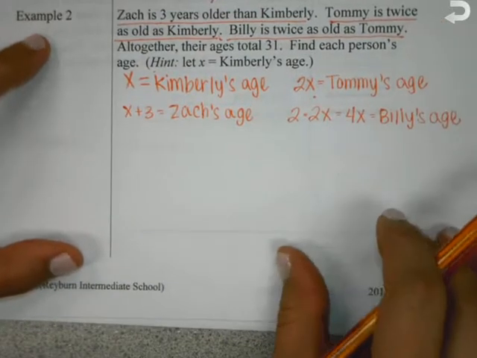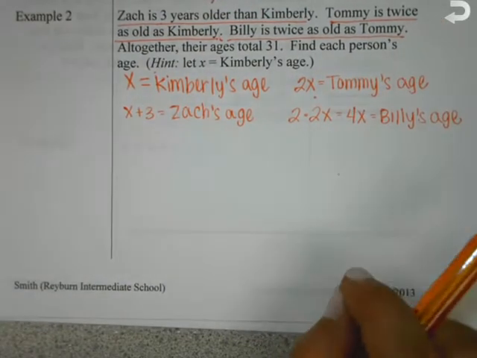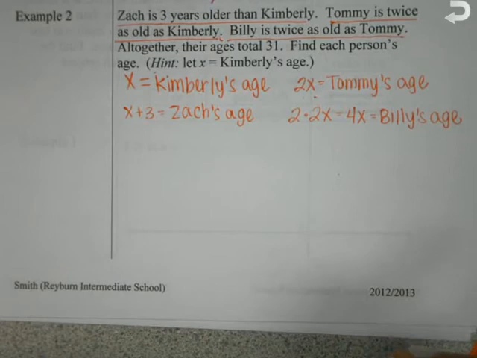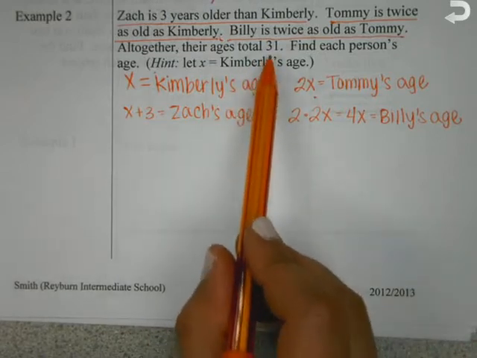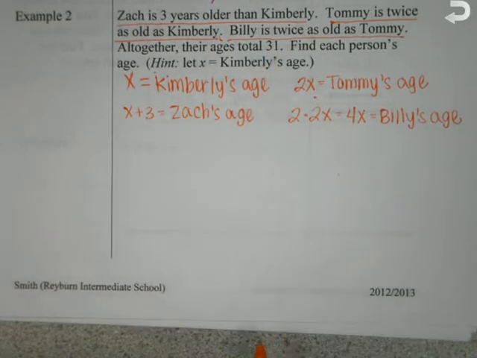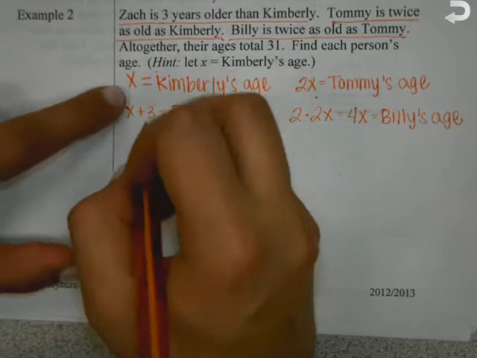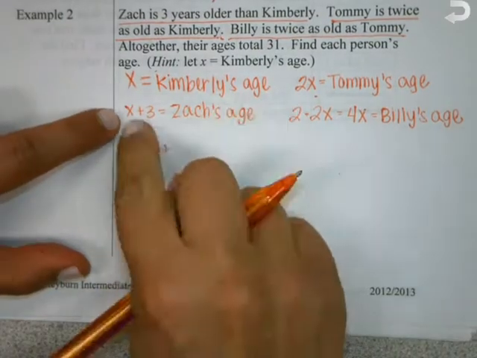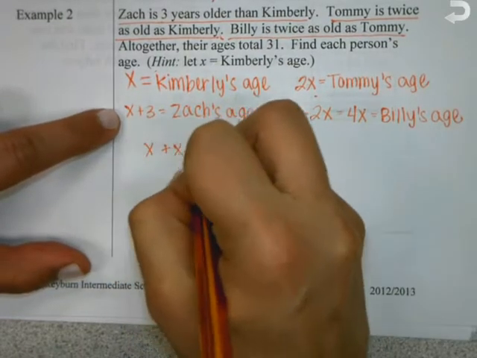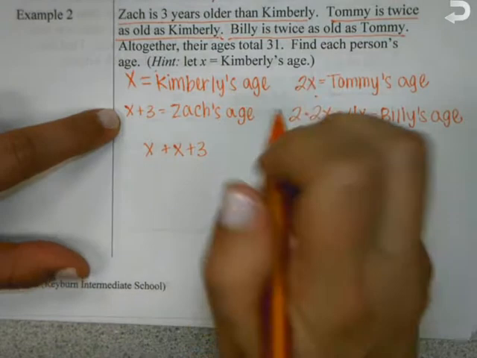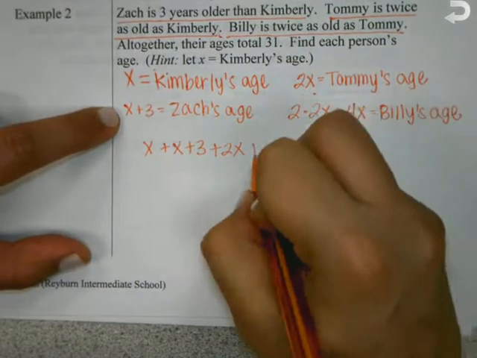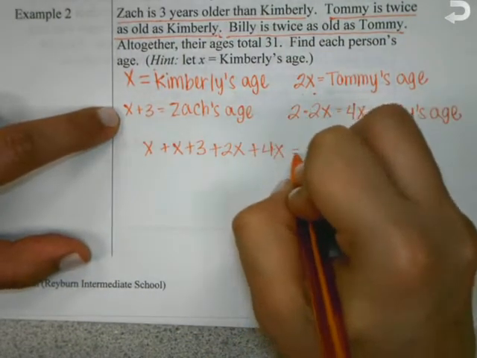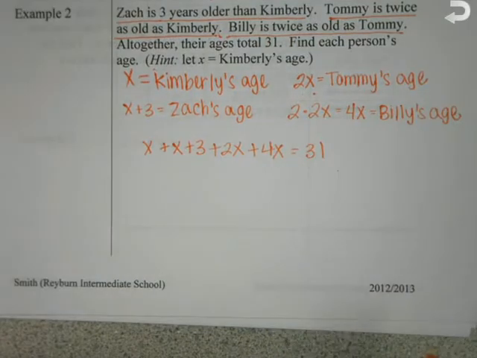Okay? Altogether, their ages total 31. So what should I do with all of these things? Add them up. So we have x plus 3 plus 2x plus 4x. And that should equal 31. And this time we want to find each person's age. So we have to not only solve for x, but we have to solve for all the others.